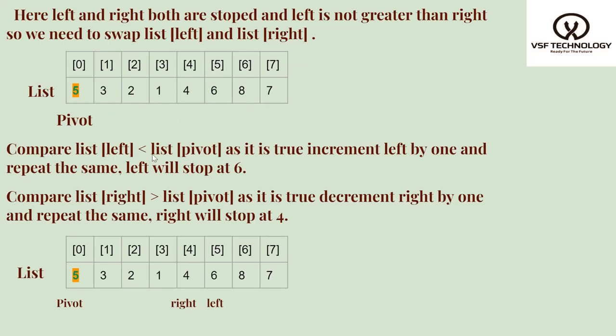Compare list[left] less than list[pivot]. As it is true, increment left by 1 and repeat the same. Left will stop at 6. Again compare list[right] greater than list[pivot]. As it is true, decrement right by 1 and repeat the same. Right will stop at 4. So the pivot element is 5, the right element is 4 and the left element is 6.